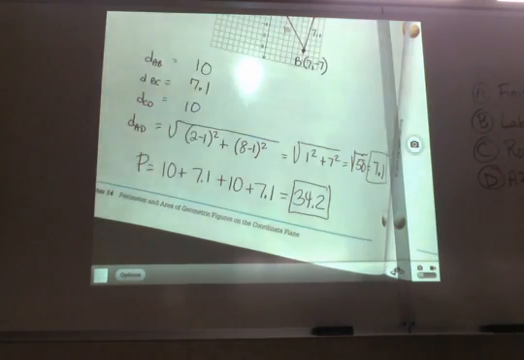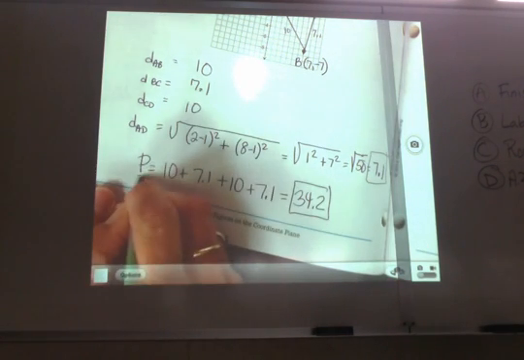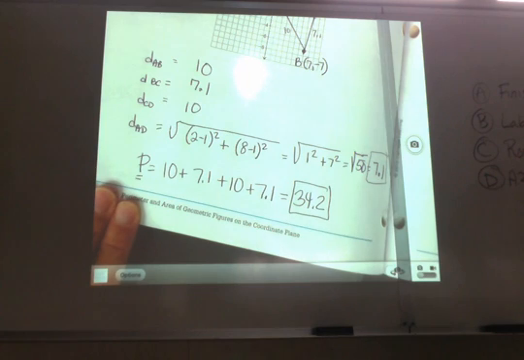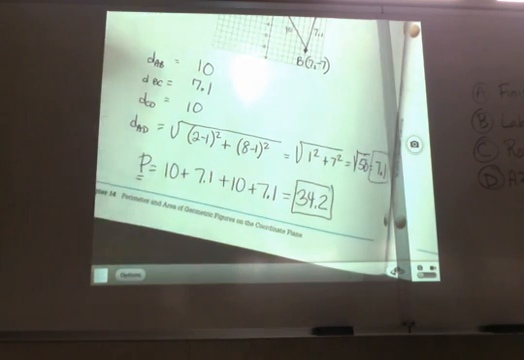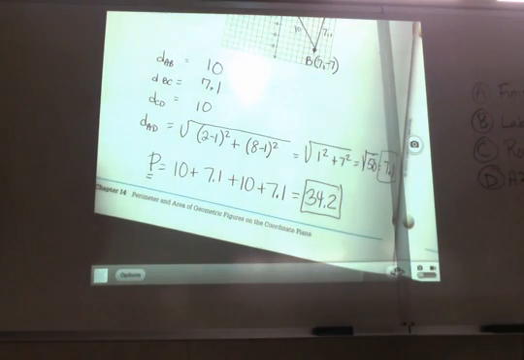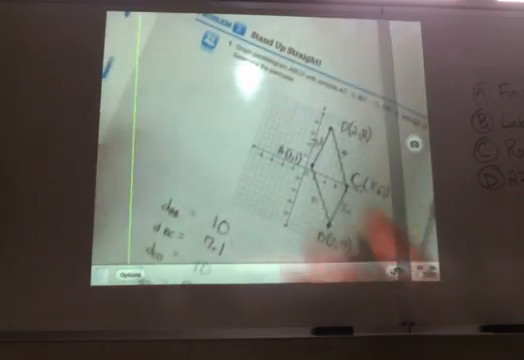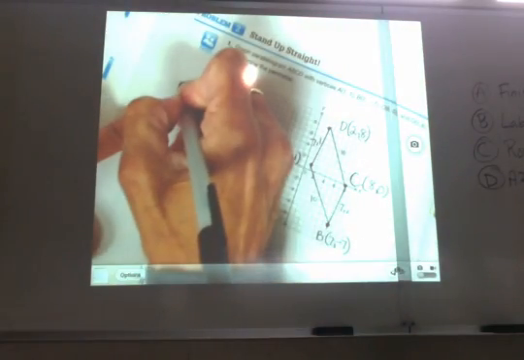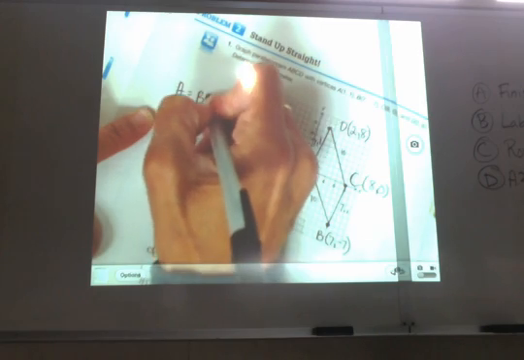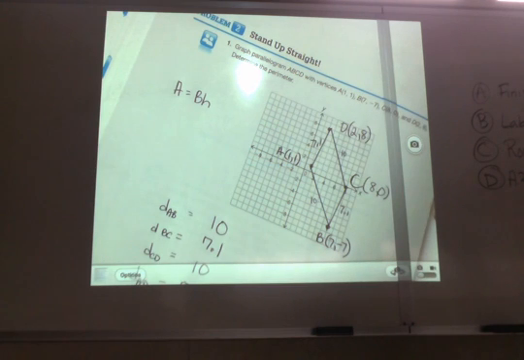So on your test, you may have to use the distance formula to find sides based on ordered pairs that you find on a graph. If you're asked to find perimeter, you have to add up all the sides. Determine the area. What do we need for area? Area is going to be base times height. We need to pick one of these sides to be a base.